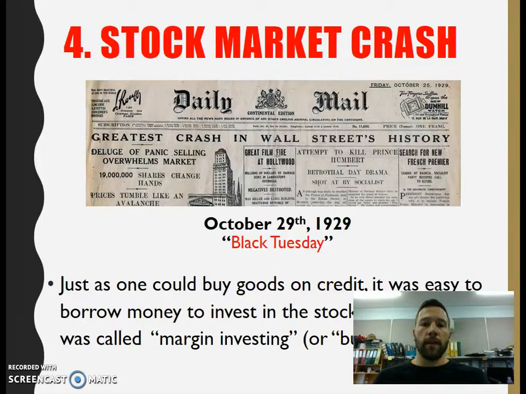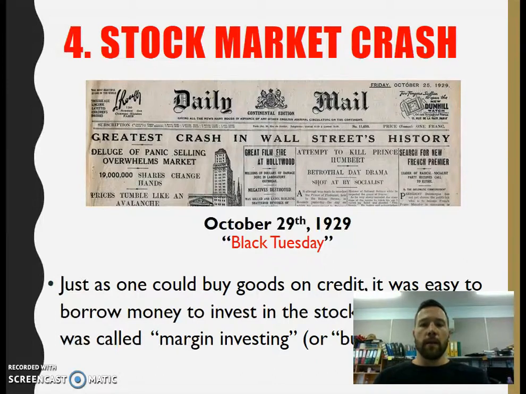So the stock market crash happened in October 1929 on a day which was known as Black Tuesday, where the stock prices plummeted off the scale and lots of people lost their life savings literally overnight. And so just a quick background into playing the stock markets, which was called margin investing.